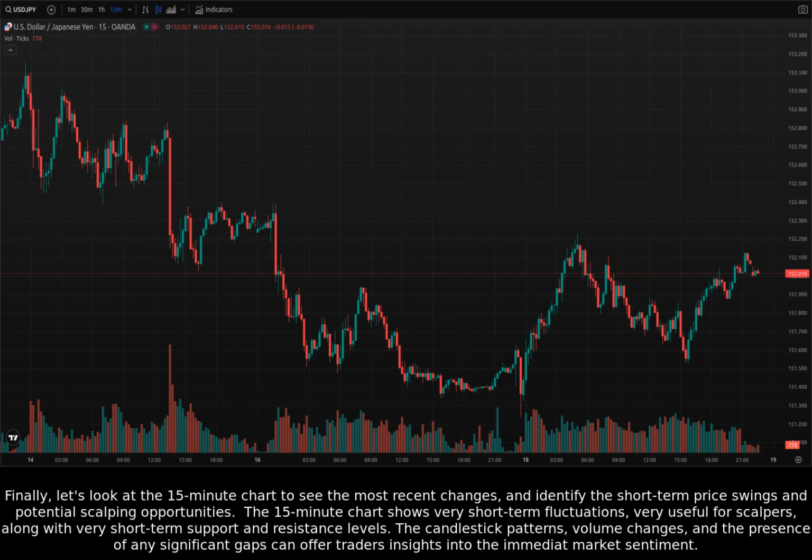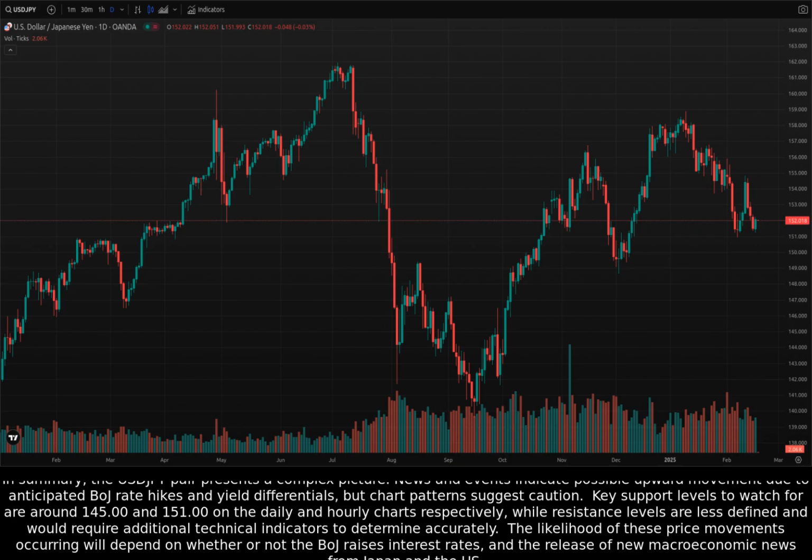The 15-minute chart shows very short-term fluctuations, very useful for scalpers, along with very short-term support and resistance levels. The candlestick patterns, volume changes, and the presence of any significant gaps can offer traders insights into the immediate market sentiment. In summary, the USDJPY pair presents a complex picture.